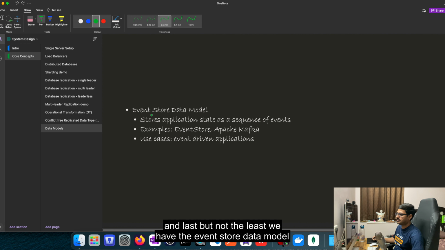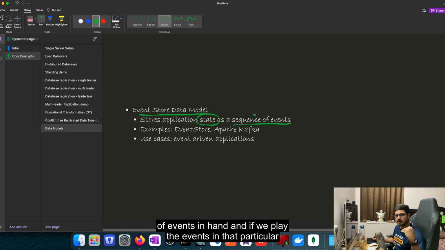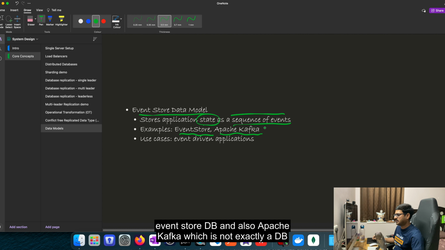And last but not the least, we have the event store data model. So in this data model, we store data as application state, and every application state is stored as a sequence of events. So let's say a database node is down and we have this sequence of events in hand, and if we play the events in that particular sequence, we can bring it back to the original state. So that's where a sequence of events helps. Some of the examples are EventStoreDB and also Apache Kafka, which is not exactly a DB, but it deals in sequence of events and message queues and so on, right? So some of the use cases are wherever you have event-driven applications, definitely check out event stores like this, right?